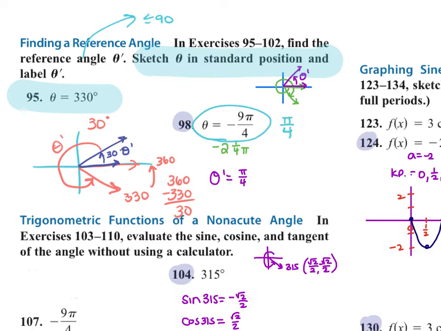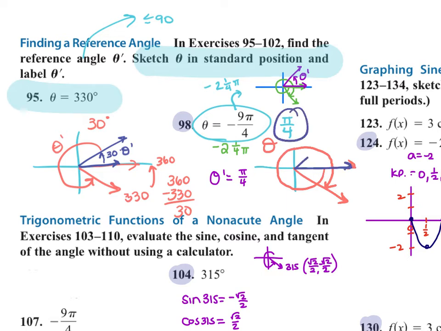So it's in the top there, but let me redraw it. 9 pi over 4 would be 2 1/4 pi, but it's negative, right? So I'd go negative, which is in this direction. That's negative 2 pi, past it to the 1/4, and that's my original theta. And then the reference angle is going to be pi over 4, which is again in the 1st quadrant. So reference angle always in that 1st quadrant because it's always acute.